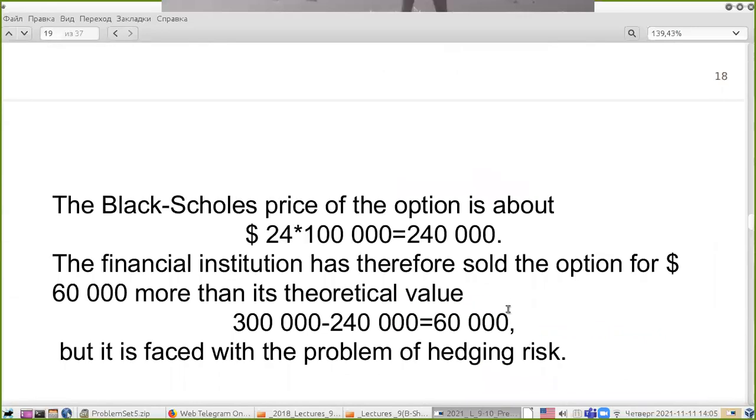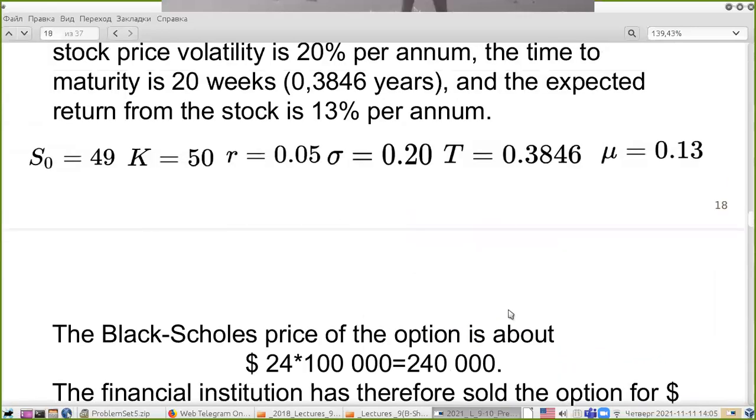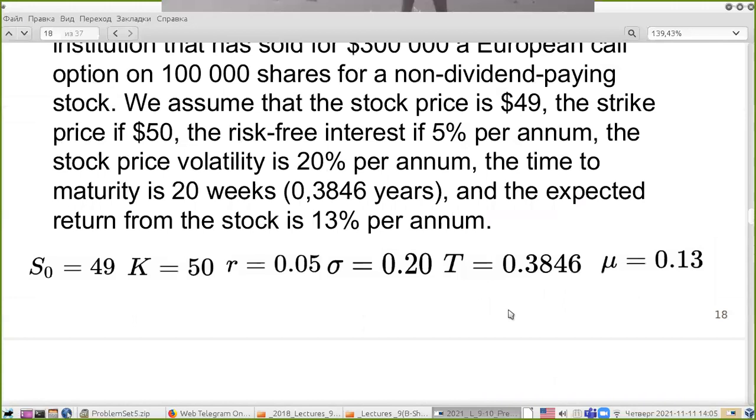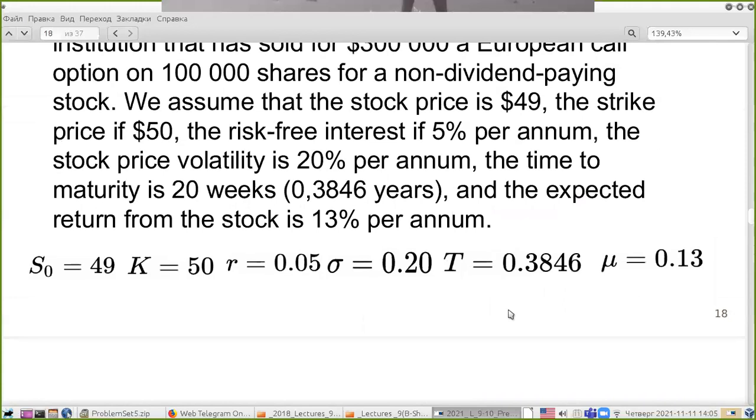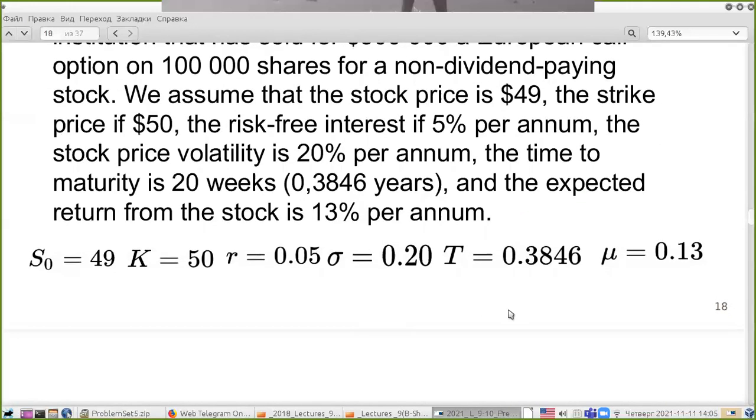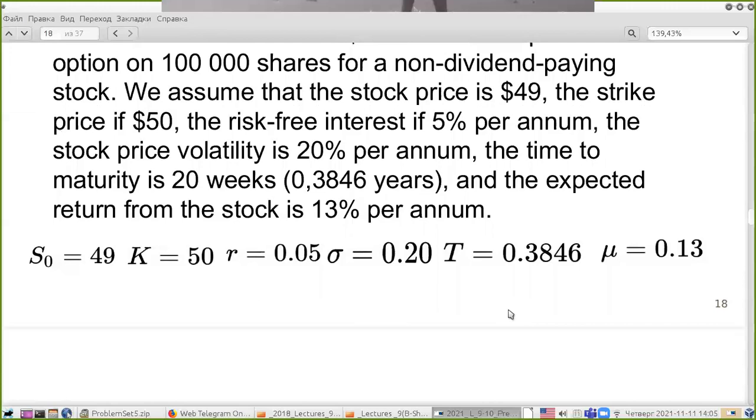So again, if you buy a call option, in what case do you win? You can win. Do you know? For example, you buy a call option with strike price 50, and at the end of 20 weeks, what should the market price be for your win, and what for your loss?